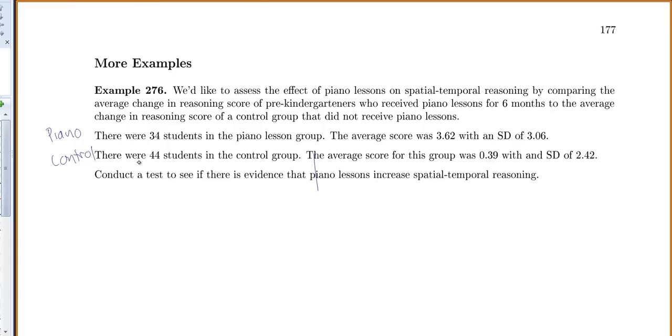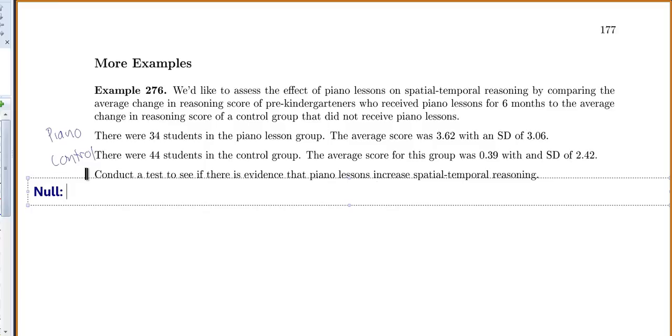Now, obviously, when you look at this, the piano group was scoring higher, but the question we're wondering is that difference just due to our chance error, or is this difference so big that we think the piano lessons were really making a difference? Now, technically, you should check to see if you could do this test. So, are both groups big sample sizes, or are they normally distributed? Well, both of our sample sizes are bigger than 30, so we can do this test.